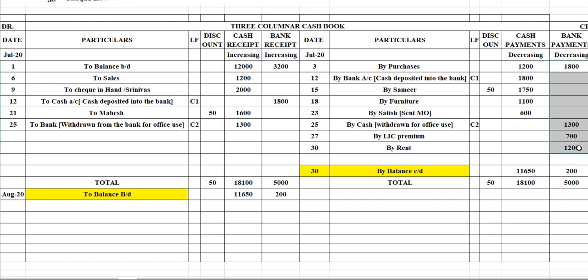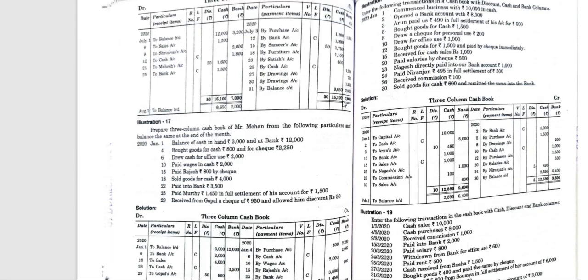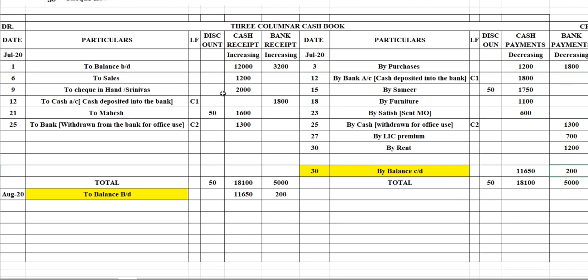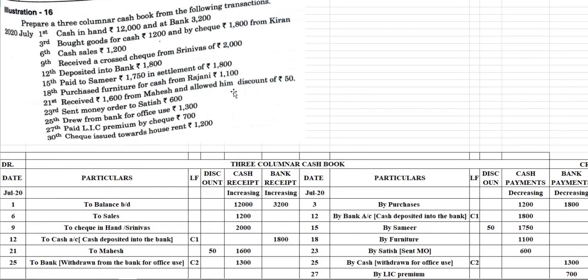The total of this side is 5,000. The amount should be 200, but here they have given 2,000. How is that possible? 7,000 balance for them, because this side they have taken 7,000. Because of that, Srinivas account 2,000 rupees. Okay. The reason here, the problem is they said cross check.